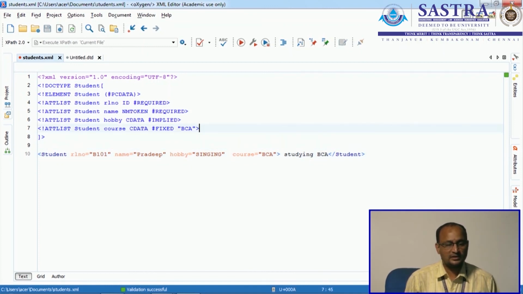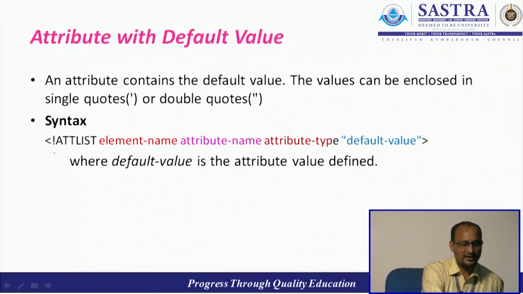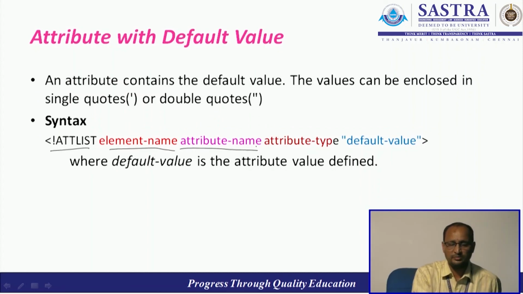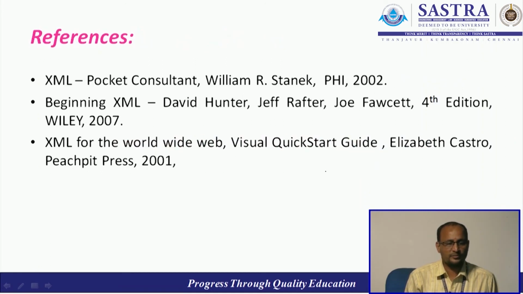Like this, we can have default values also. How to do the default values? Look here: ATTLIST, element name, space, attribute name, attribute type that we can specify, then #REQUIRED, #FIXED, #IMPLIED, any one of the three should be given, space, and the default value can be entered, where the default value is the attribute value defined. So this is the way a default value can be given for an attribute.